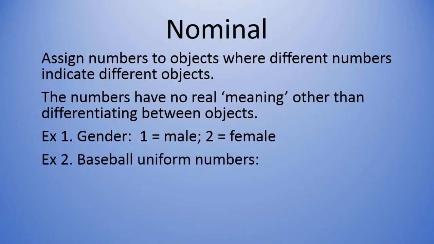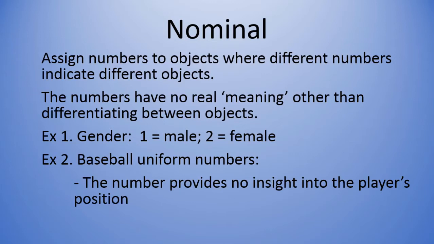Another one is baseball uniform numbers. Now, the number that a player has on their uniform in baseball provides no insight into the player's position or anything like that. It just simply differentiates between players. So if someone has the number 23 on their back and someone has the number 25, it doesn't mean that the person who has 25 is better, has a higher average, hits more home runs, or anything like that. It just means they're not the same player as number 23. So in this example, it's nominal once again because the number just simply differentiates between objects.